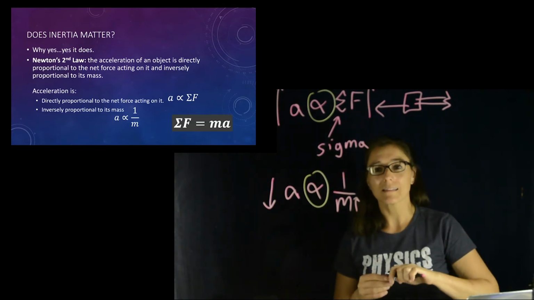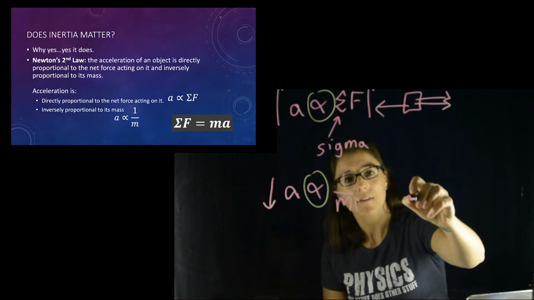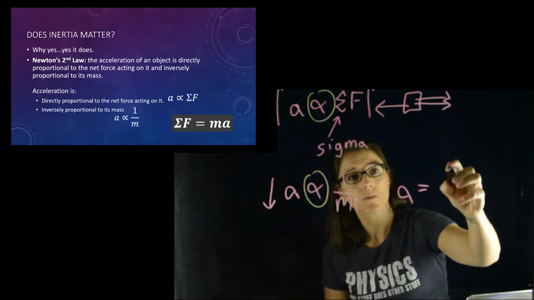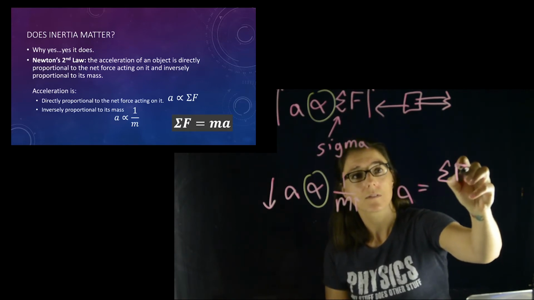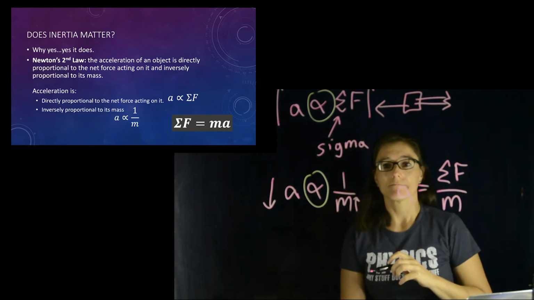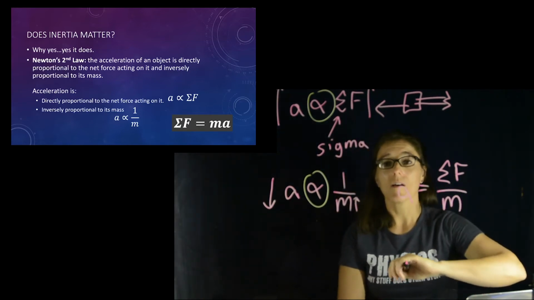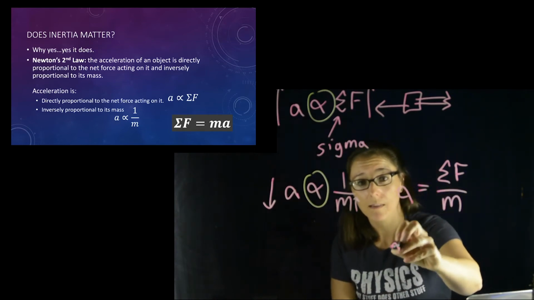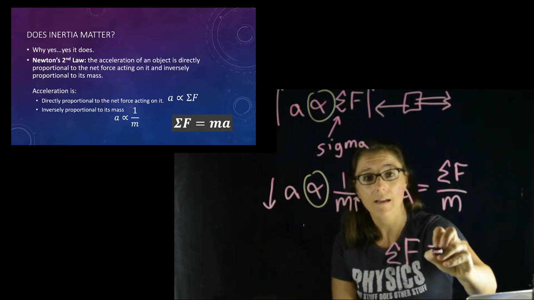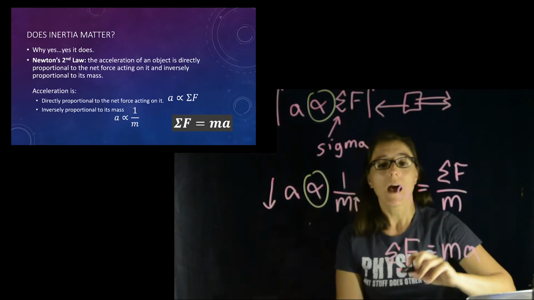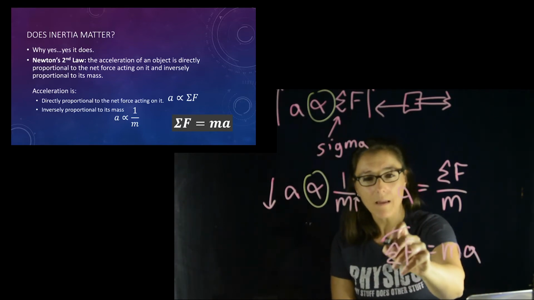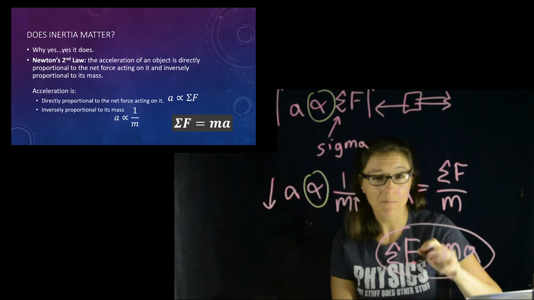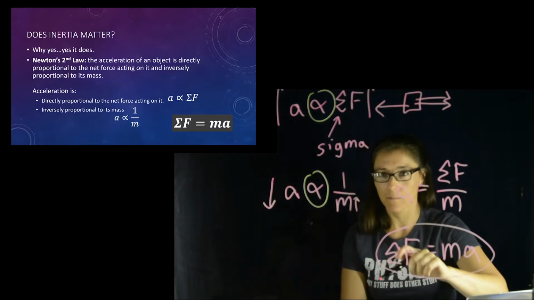So if we put these things together, then we have acceleration is equal to net force over mass. And that's Newton's second law. But physicists tend to be really bad at arithmetic, so we do a little bit of algebra on this, and we write it this way: net force is equal to ma. I don't like writing it this way. The mathematician in me likes writing it this way because it's a simple equation.